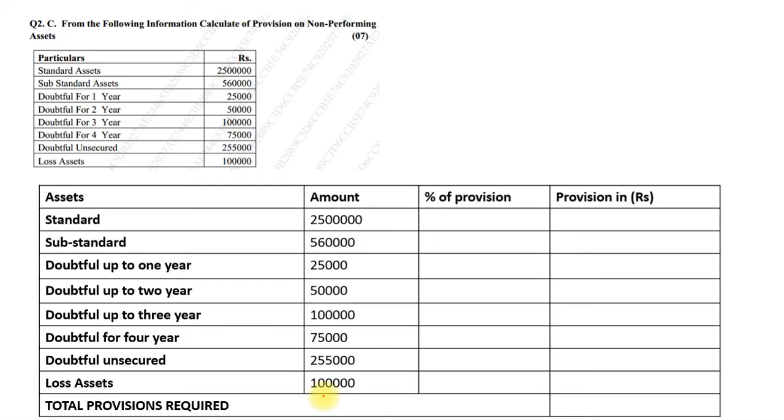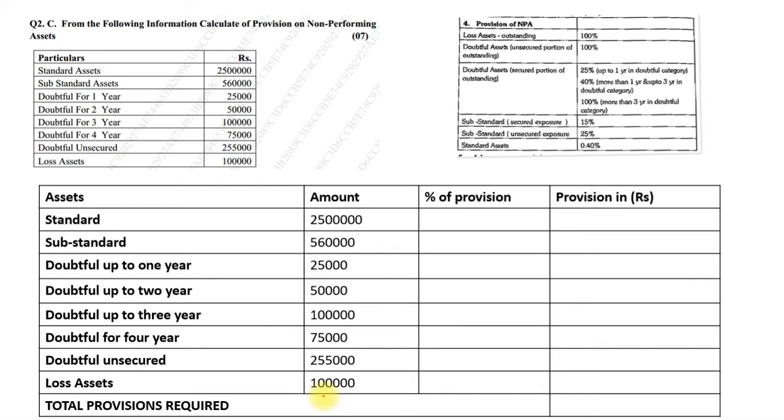That was question 2C. From the following information, calculate the provision for non-performing assets, NPA. They are giving you the particulars. Now, in order to solve this sum, always remember the table, the percentage and the table. This table you all need to learn, so you'll understand from where what percentage comes. Step number 1, particulars. We note down all the particulars that they have given us, and the amounts that they have given us.